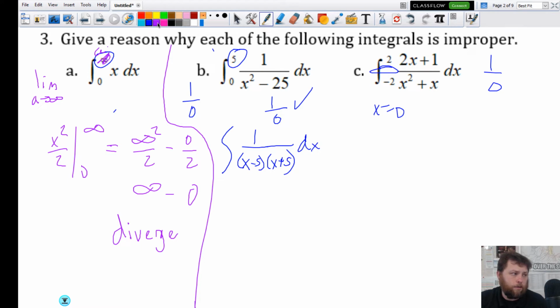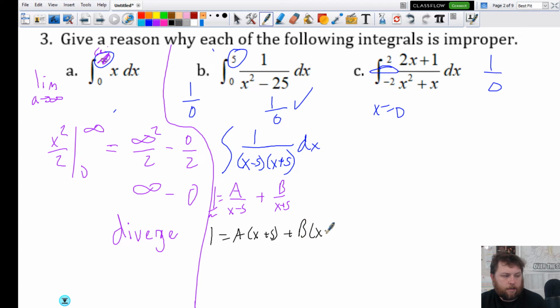Okay, so I'm going to do this work. I'm probably going to have to erase it. No, okay, so it's going to be a over x minus 5 plus b over x plus 5. And 1 over the denominator equals that. Not going to fit. You can figure it out. Multiplying it by the denominator, you get 1 equals a times x plus 5, because this will cancel, plus b times x minus 5, because this will cancel.